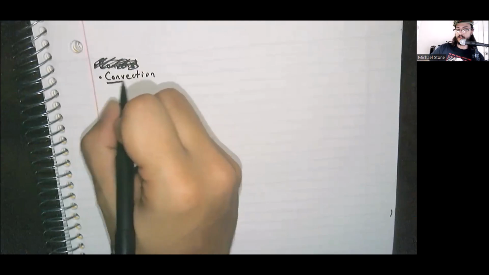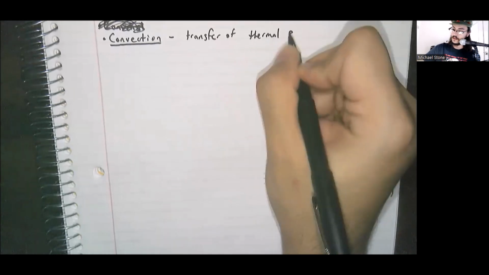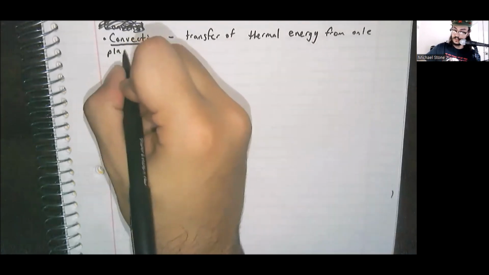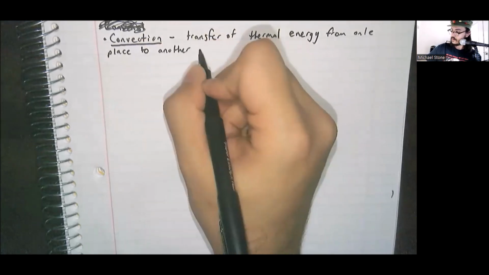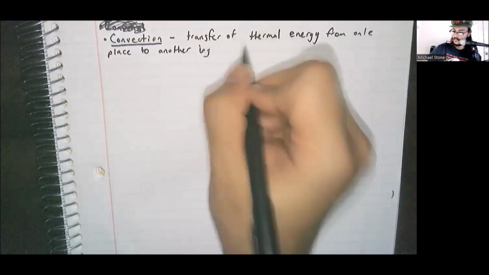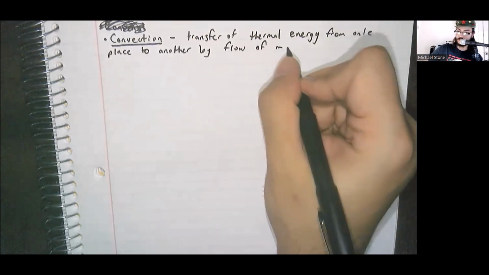Continuing our discussion of ways to transfer heat, we had conduction and now convection. Thankfully, you'll be doing very little math with this, but you will need to identify it when you see it. Convection is the transfer of thermal energy from one place to another by flow of matter.